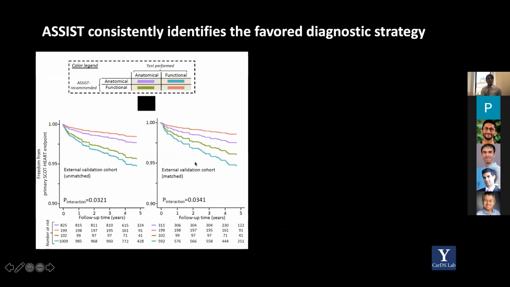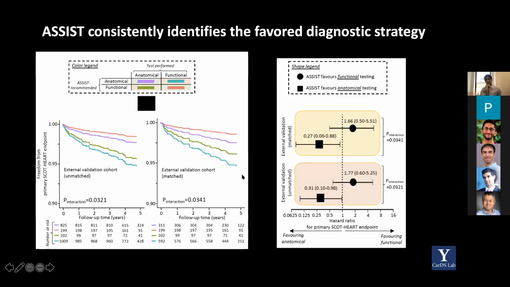If you created a matched subset, a propensity score matched cohort of CT tested individuals to those who resembled the functional test people, we similarly had an effect where those concordant had better outcomes than those discordant. And this bore out in interaction testing too.